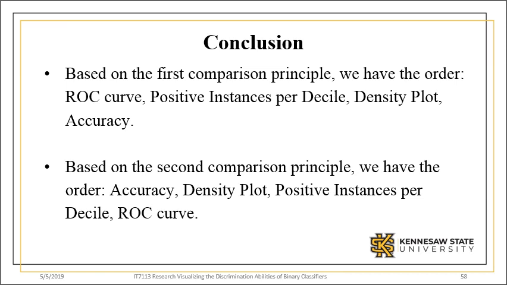So back to the comparison principles we set up at the beginning. Based on the first one, which is about how strongly a plot shows the performance of models, we see that the ROC curve is the best one, followed by positive instances per density, density plot, and accuracy. Based on the second one, which is about how easily a plot can be understood and interpreted by average people, we see that the accuracy plot is the best one, followed by density plot, positive instances per density, and ROC curve.